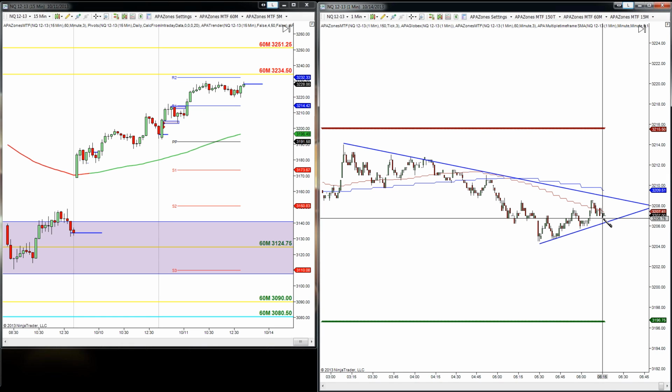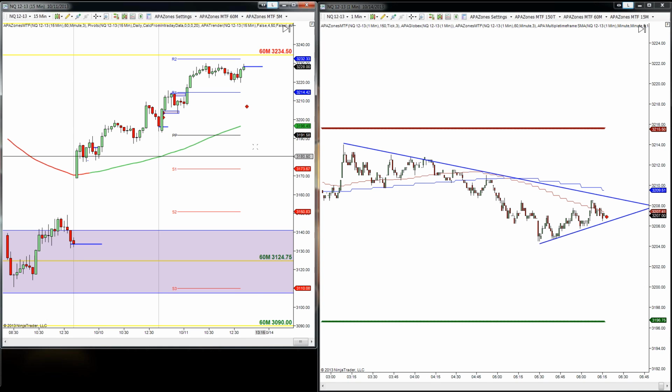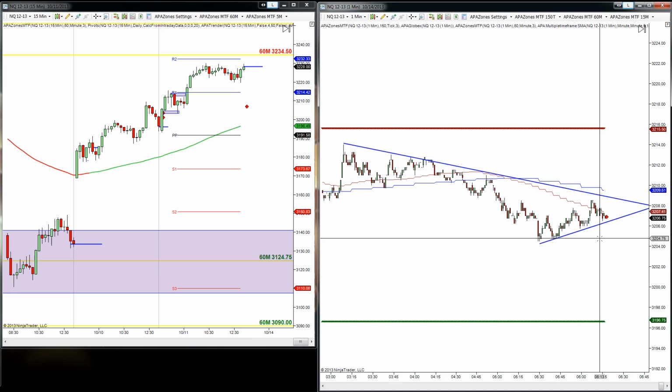We are going to be opening up right here, or this is roughly where we are right now, which means that there's a good sized gap going on. Will it be an open and fill the gap, or will it be gap and go and continue on to the downside? That's what we have to weigh. And to tell you the truth, I don't know what's going to happen.